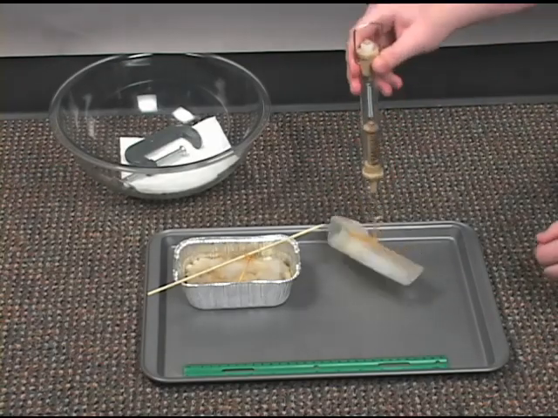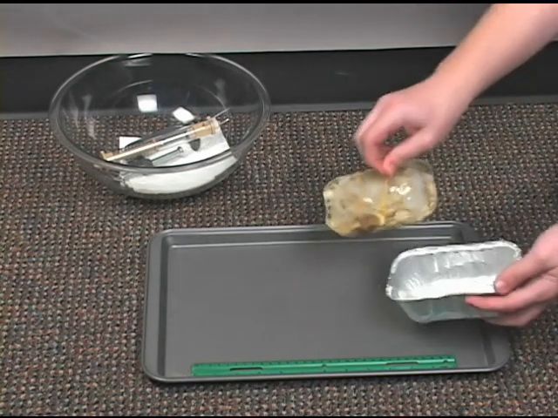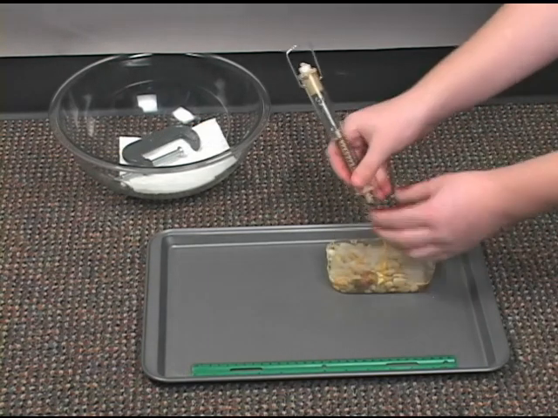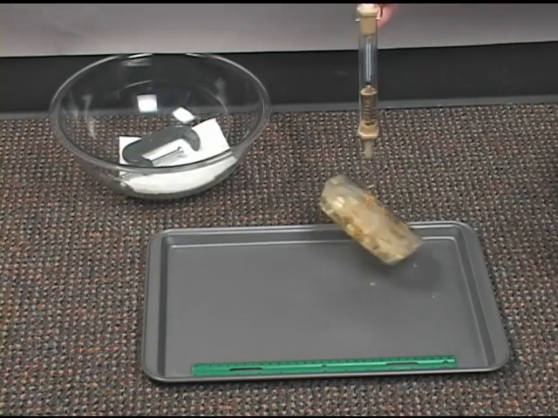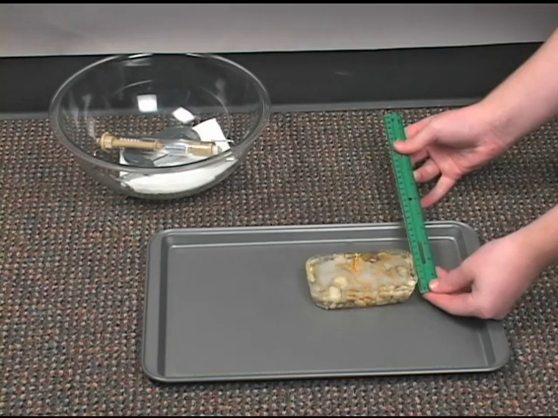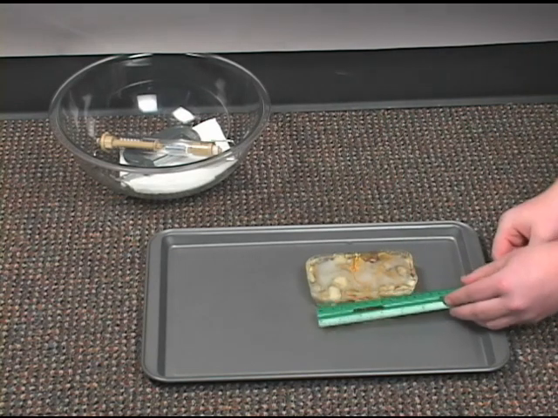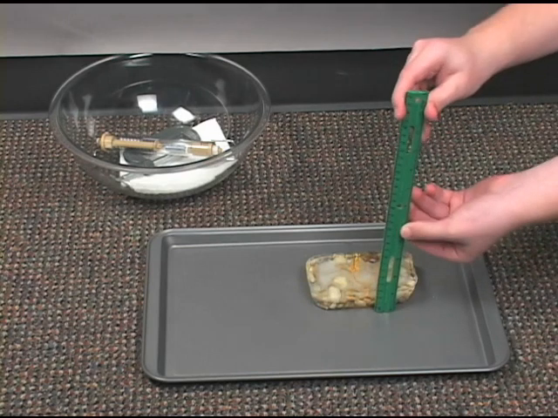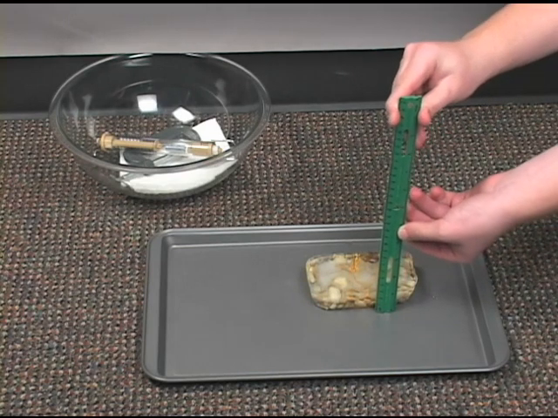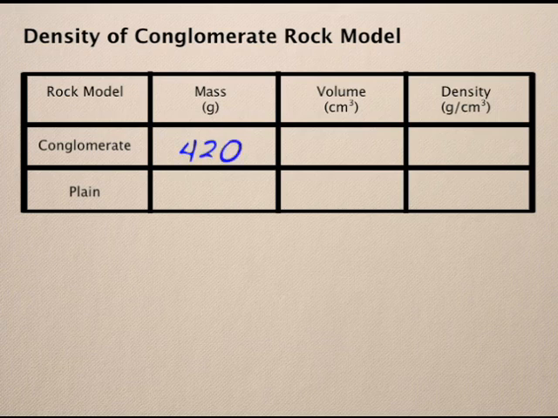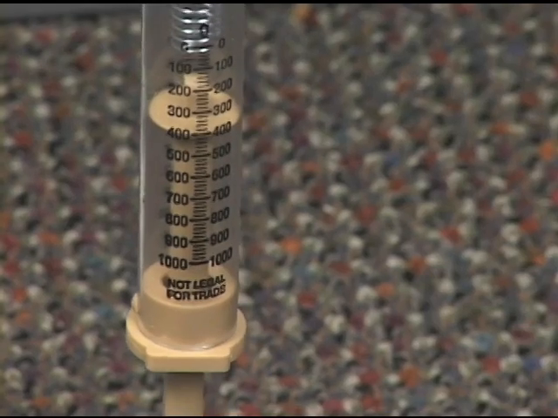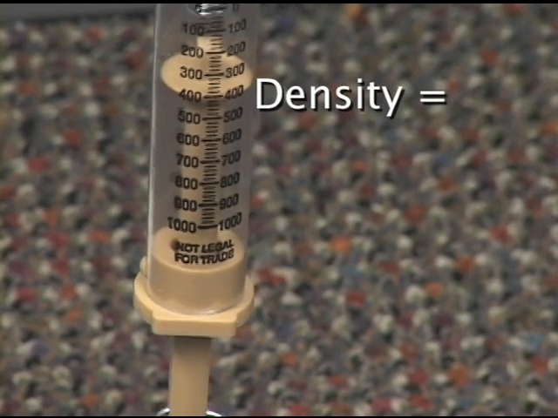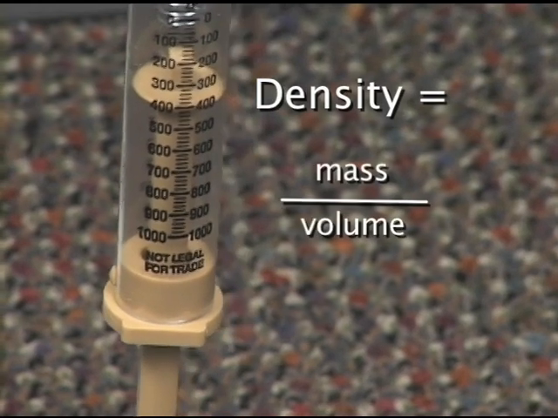We quickly measured the mass of each. We attached the strings to a spring scale and observed and recorded the masses. With a metric ruler, we measured the width, length, and height of each. Multiplying the three measurements gave us the volume in cubic centimeters, which we recorded in the data table. We calculated and recorded the density of each block by dividing mass by volume.